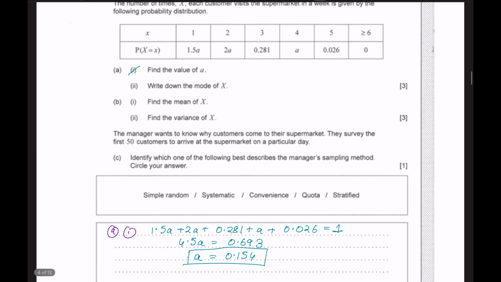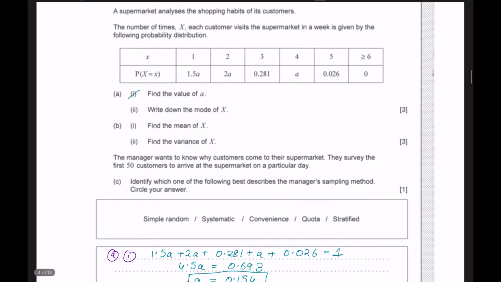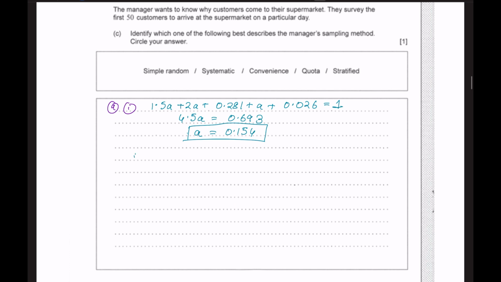Now I'll just plug in the value of A to get the actual probabilities. So this will be 0.231, this will be 0.308, and this is 0.154. Mode of X. Mode is basically the value of small x for which you have the highest probability. So of course the highest probability occurs here. So mode is small x equals 2.